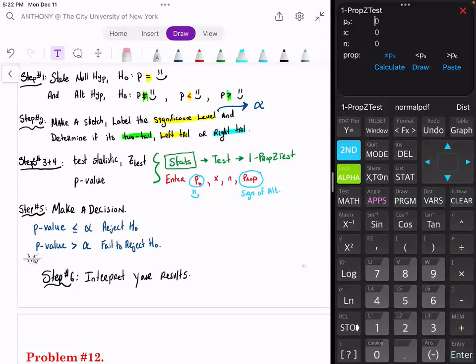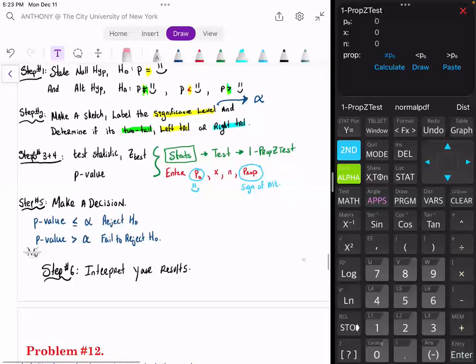And then lastly, steps 5 and 6 is you make your decision and then interpret the results. So if the p-value is less than or equal to your significance level, then you reject. If p-value is greater than alpha or your significance level, fail to reject, and then just go to interpret your results. Just put it in plain English. Do you say that you support? Do you have enough evidence? Do you not support? Whatever the case may be.